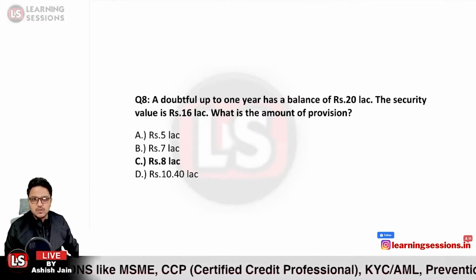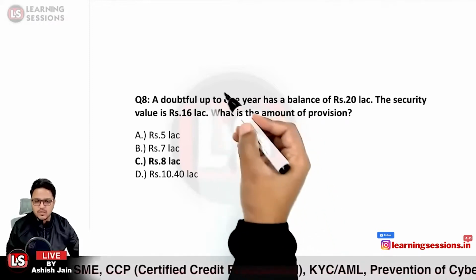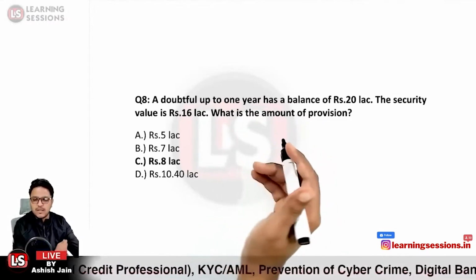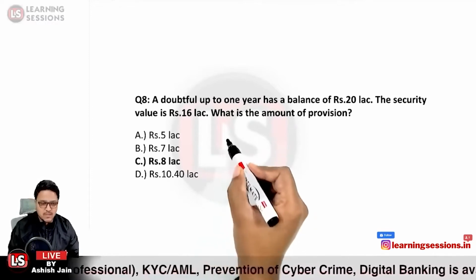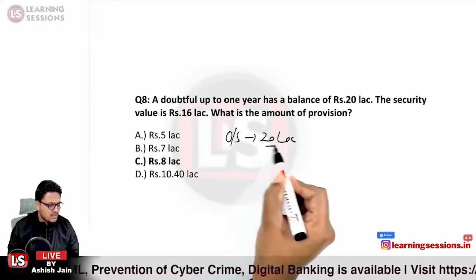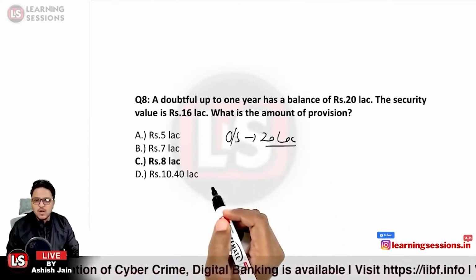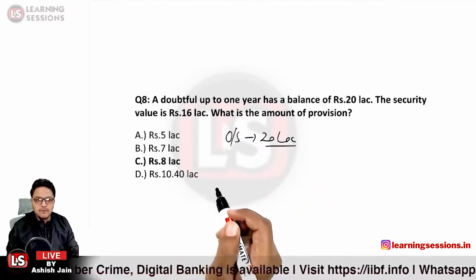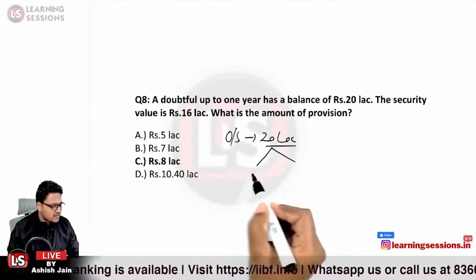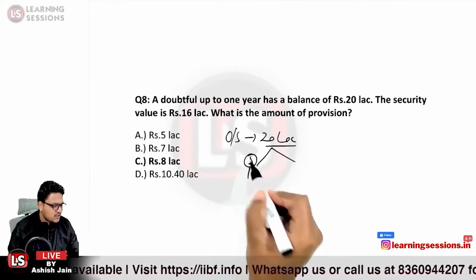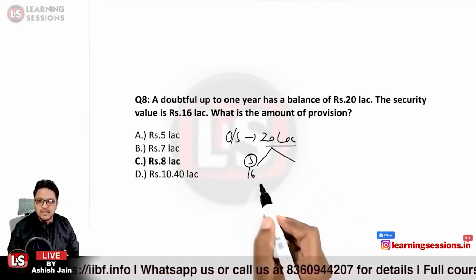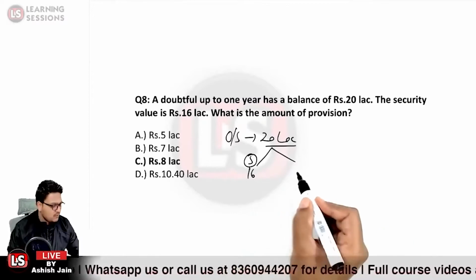So first of all, whenever we talk about doubtful assets, we need to bifurcate the balances into the secured balances and the unsecured balances. Over here we are having the outstanding balance of 20 lakh rupees, and it is under the doubtful 1 category. We are having the secured balance of 16 lakh rupees, and the unsecured balance, that is the shortfall in security, is equal to 20 lakh minus 16 lakh, which will be equal to 4 lakh rupees over here.